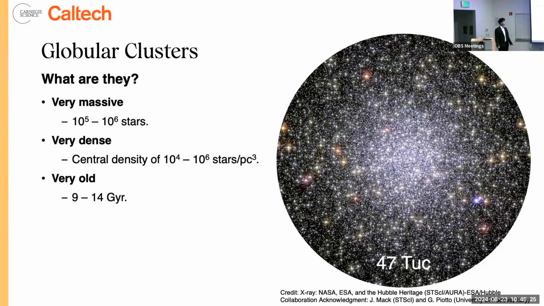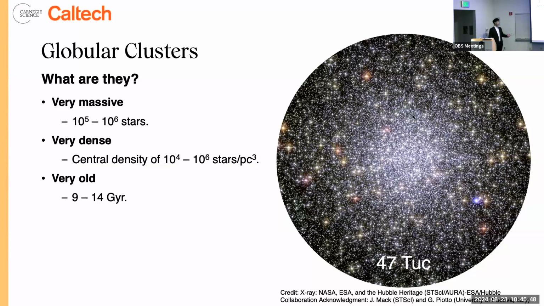So globular clusters are these really massive clusters of stars. They get up to 10^6 stars that are very dense, reaching central densities of even up to 10^6 stars per parsec cubed. As a point of reference, the stellar densities in the galactic field are only on the order of 10^-1 stars per parsec cubed.